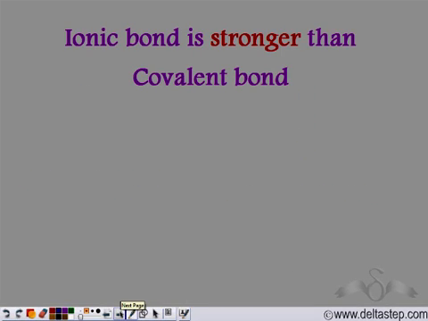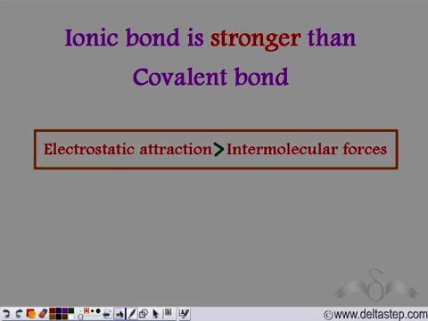Ionic compounds are held together by electrostatic forces of attraction. Covalent compounds are held together by intermolecular attraction. It is known that the ionic bond is stronger than the covalent bond. This means that the electrostatic forces of attraction are stronger than the intermolecular forces of attraction. So let's compare some properties of the ionic and the covalent compounds.